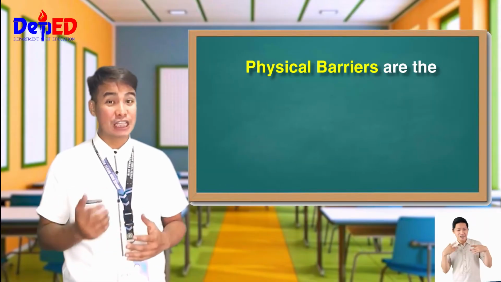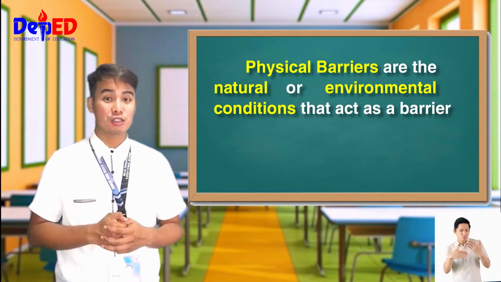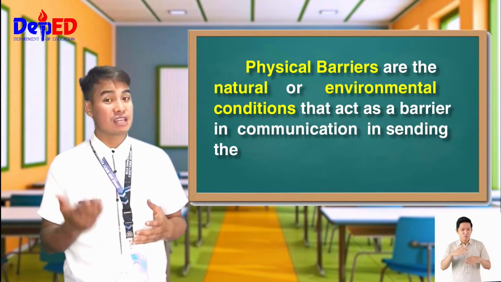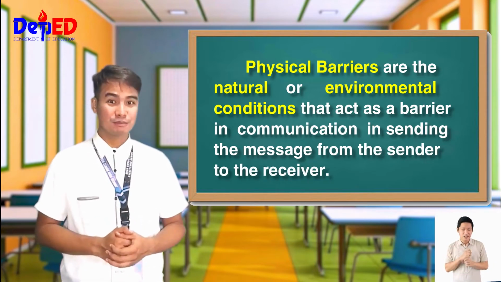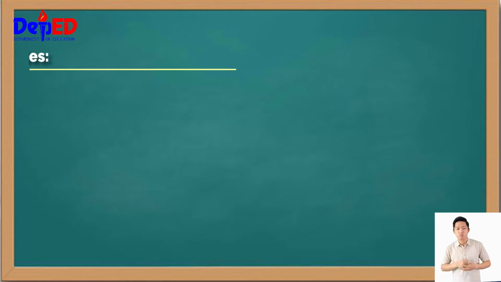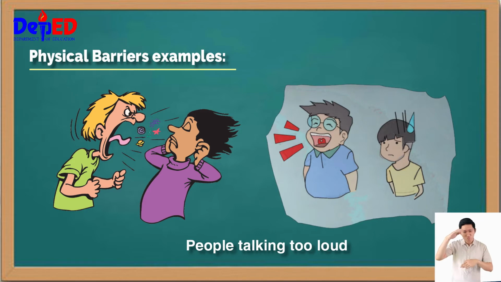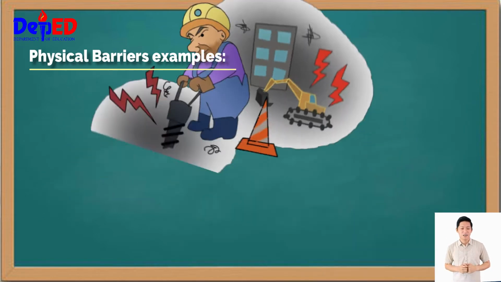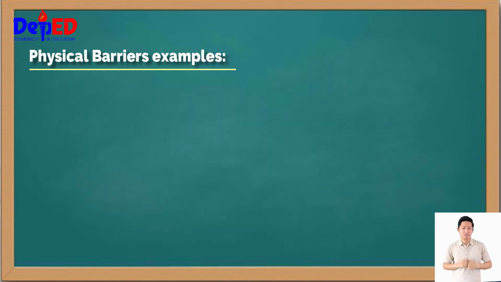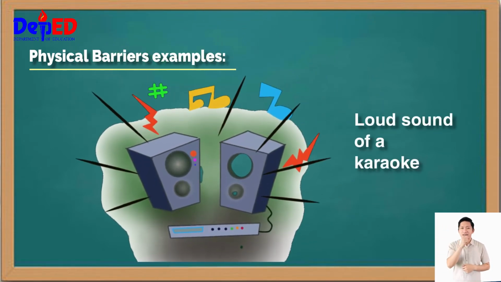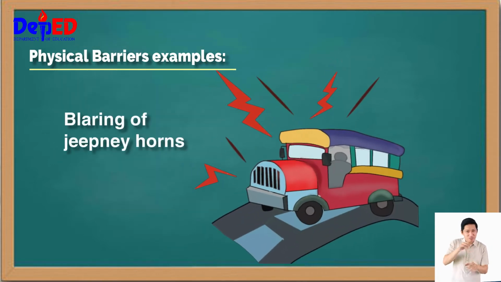Physical barriers are the natural or environmental conditions that act as a barrier in communication in sending the message from the sender to the receiver. Examples are people talking too loud, noise from a construction site, loud sound of a karaoke, blaring of jeepney horns.